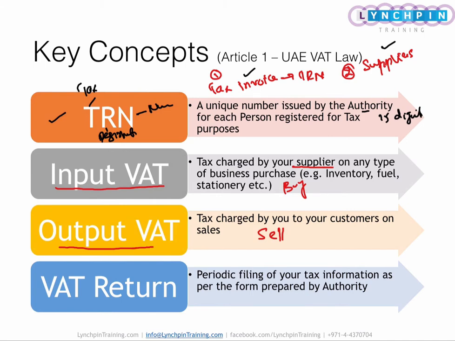Now at the end, let's assume there is a month end and you have got your output VAT which is 100 and your input VAT which is 60. What you will do, you will subtract your input VAT from your output VAT and you will pay the balance amount of 40. So it is established that even though you are paying some input VAT, you will adjust it from your output VAT and you will pay the balance amount itself.